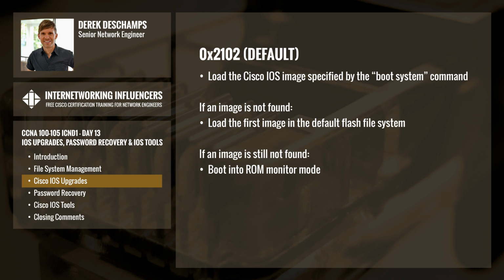The default value for the configuration register is 0x2102. When the configuration register is set to 0x2102, the device will load the Cisco IOS image specified by the boot system command. If an image is not found, the device will load the first image in the default flash file system. If an image is still not found, the device will boot into raw monitor mode.